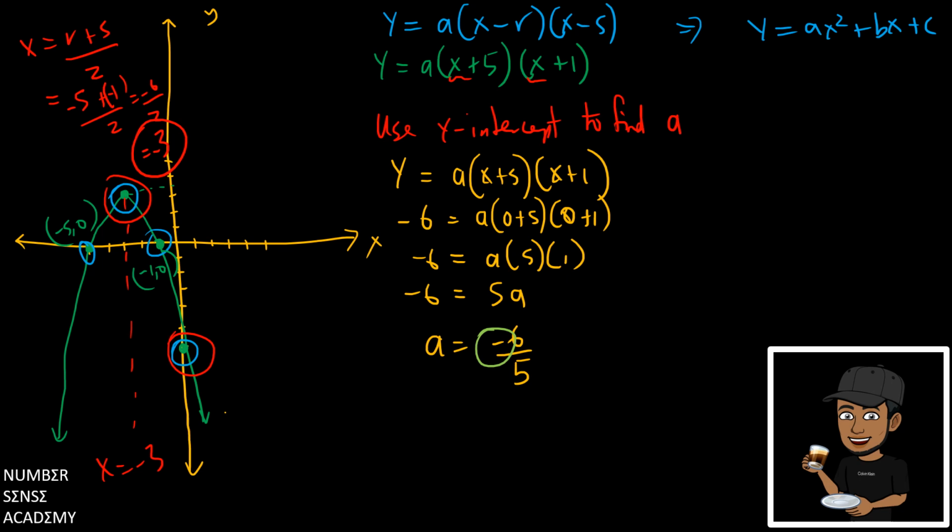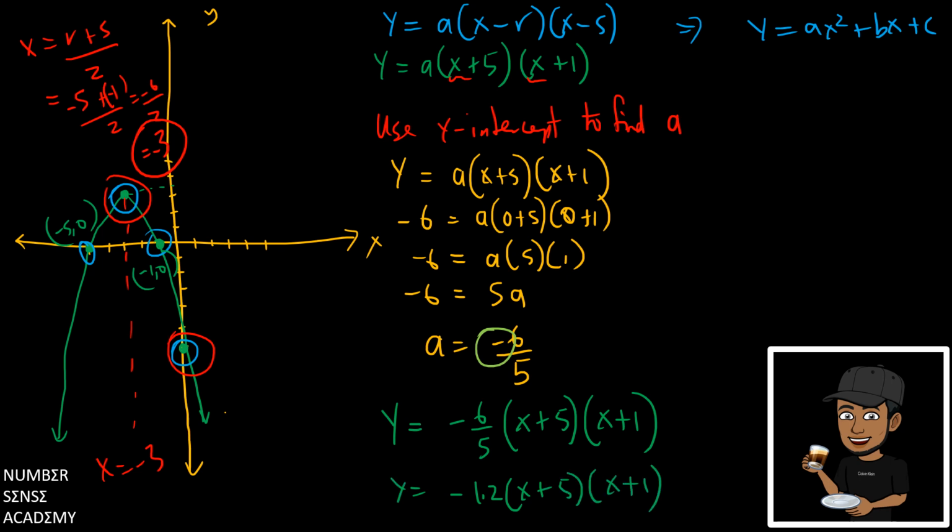So I have my equation, my final equation is going to be y is equal to negative 6 over 5 times x plus 5 times x plus 1, or I prefer negative 1.2 times x plus 5 times x plus 1. Okay, so in this question, we were able to work our way backwards from being given a graph or given a sketch of a quadratic equation, and we're able to work our way backward to get to what the equation looks like. All right, thank you.